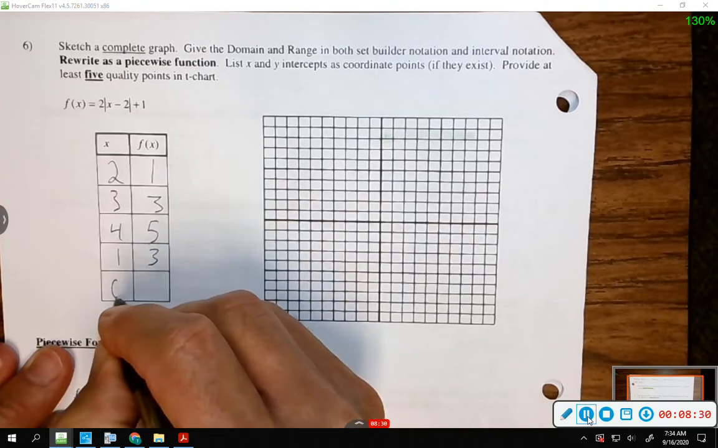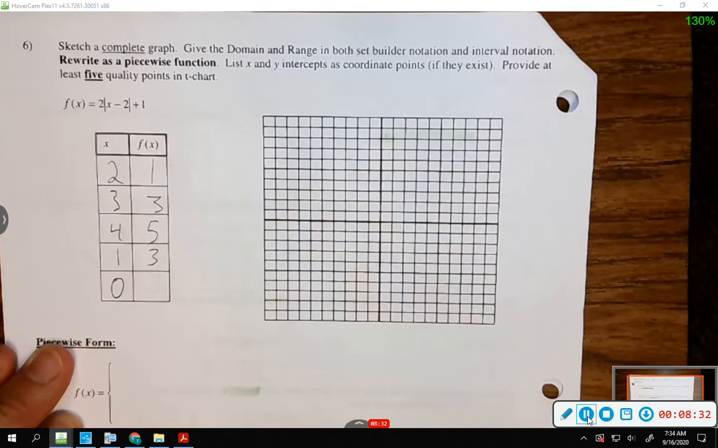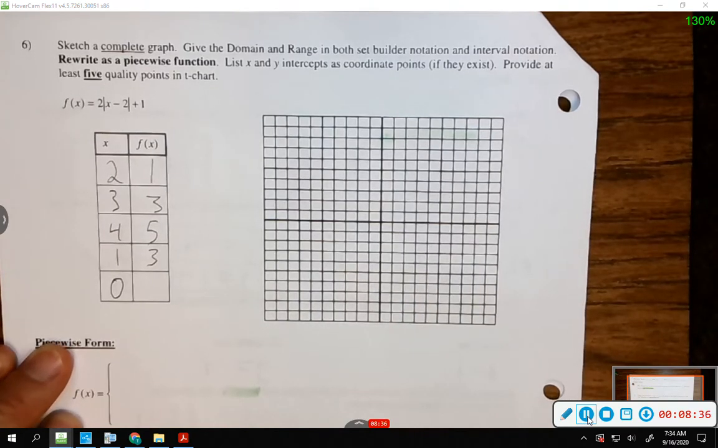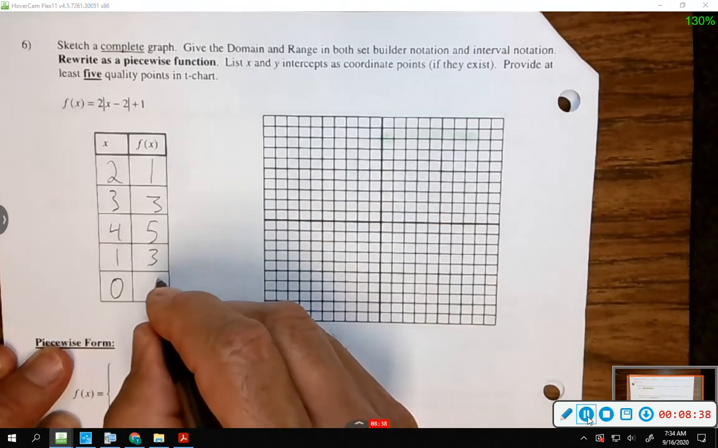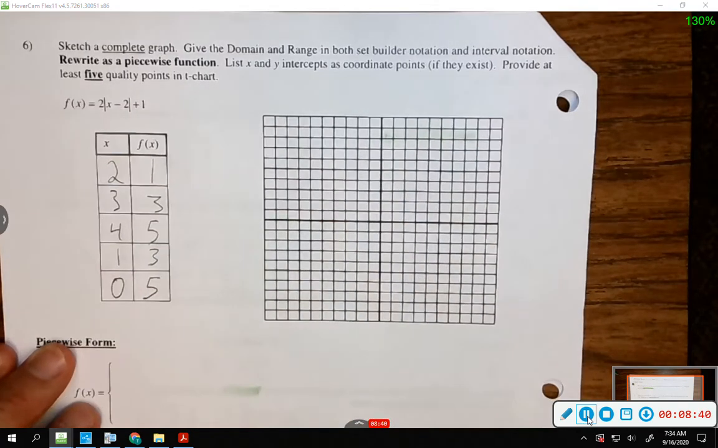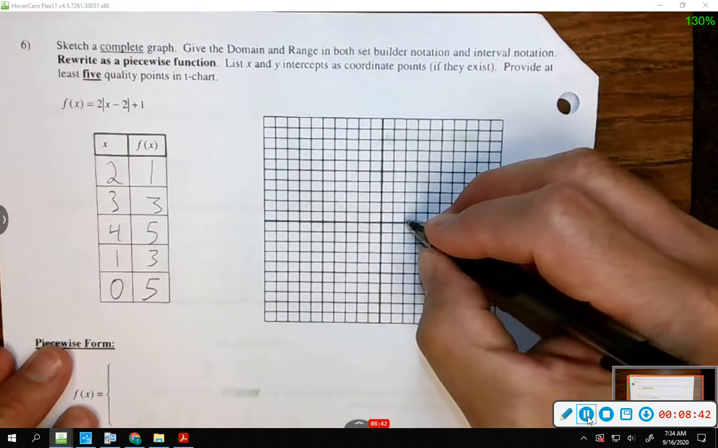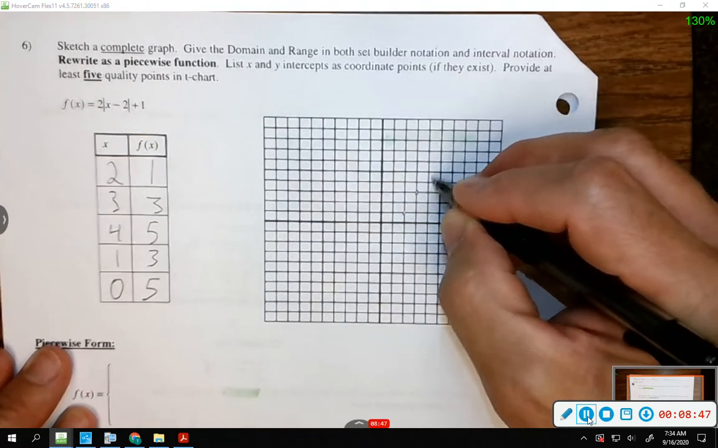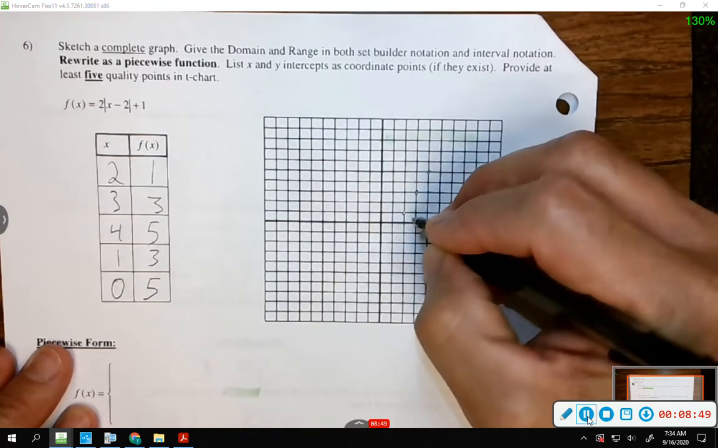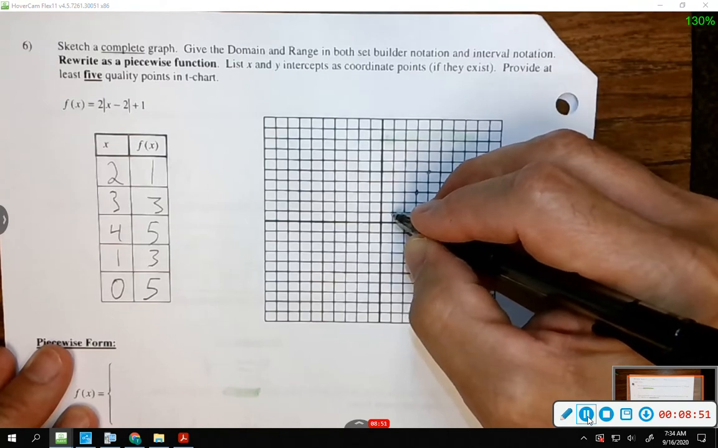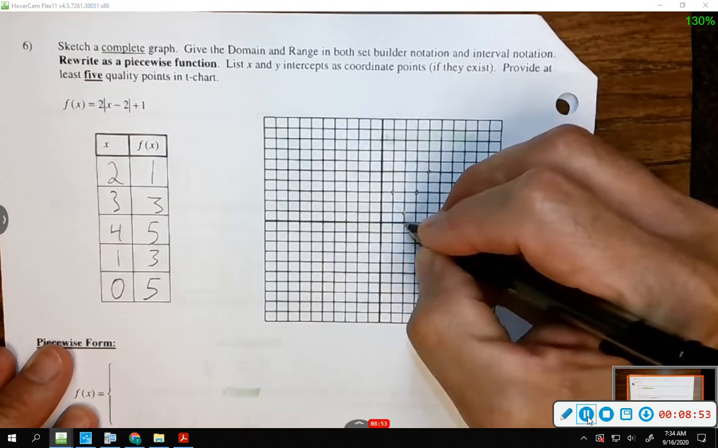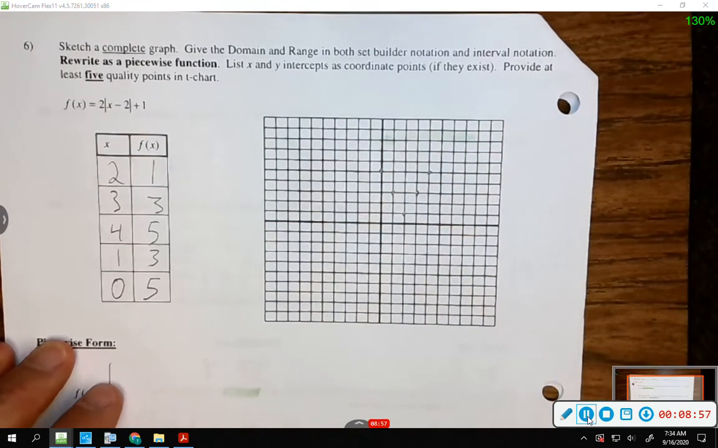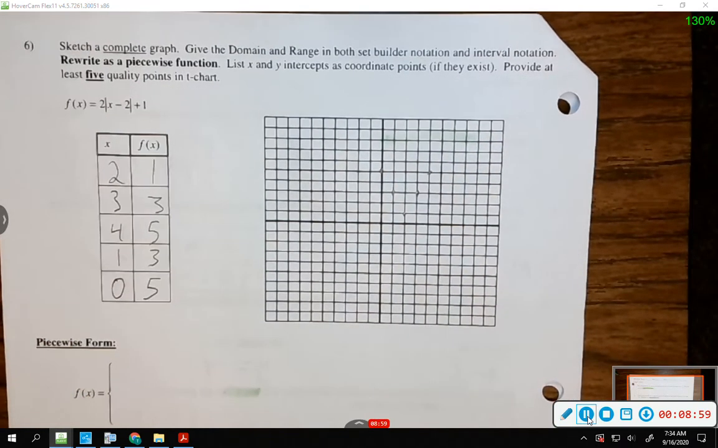What about going to the left another value? 0 minus 2 is -2. The absolute value of -2 is +2. 2 times 2 is 4, plus 1 is 5. Here it is. (2, 1), (3, 3), (4, 5), (1, 3), (0, 5). And we can see that this is this V-shaped curve.